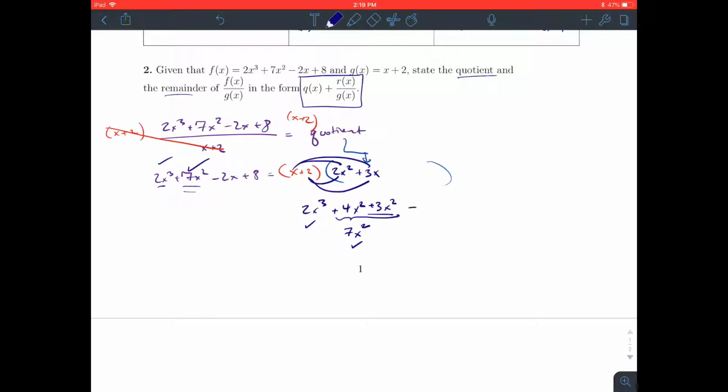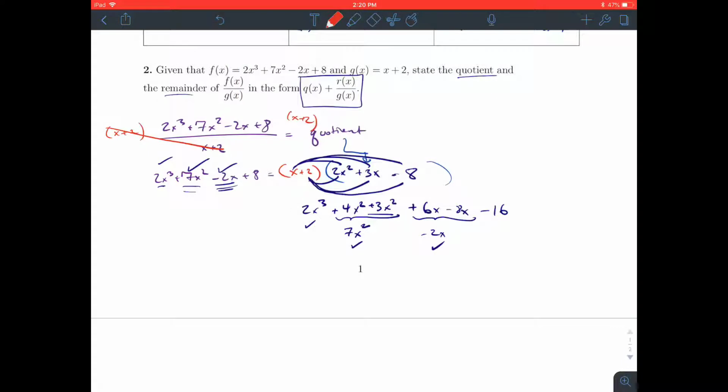Next, we do 2 times 3x. This is 6x. But of course, we want negative 2x. So we need to have a next term that, when we combine, gives us negative 2x. So x times negative 8 would give us negative 8x. And together, those do make our negative 2x. Then we've got 2 times negative 8, which is negative 16.